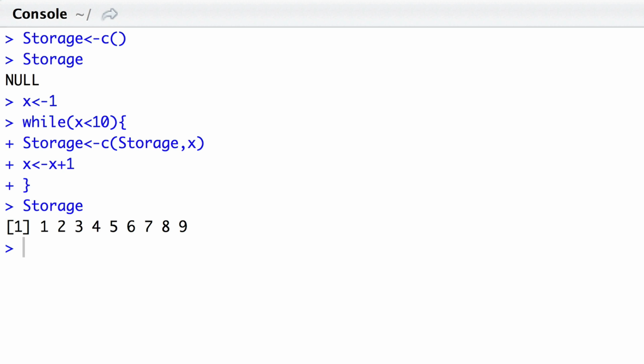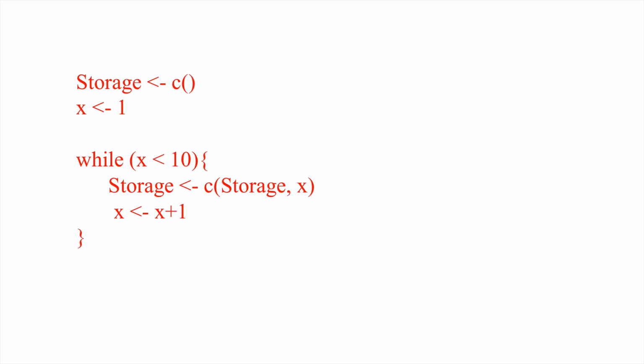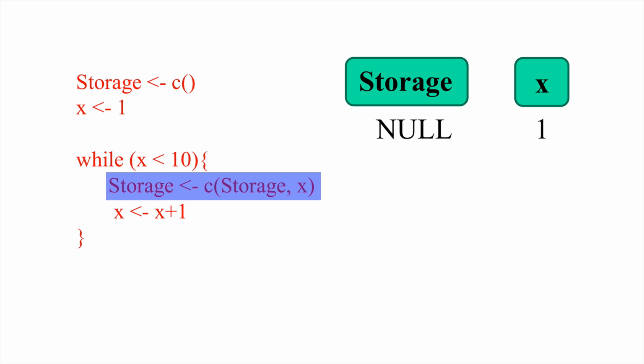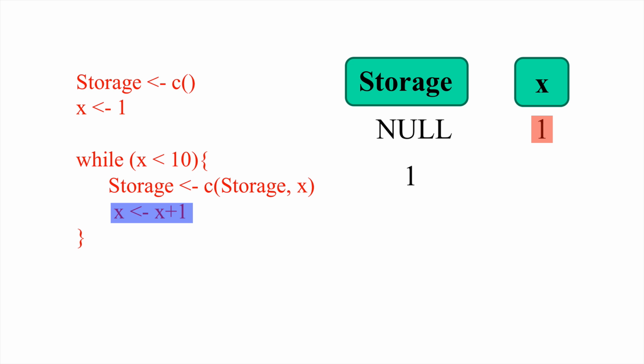So let's just run through this code quickly. So here's our code, and we'll keep track of what is in our storage vector and what the value of x is. Now we already know that the storage vector starts out being empty and that the x value starts out being 1. And since x is less than 10, we can run through this loop. First, our storage vector becomes a combination of the original storage vector and the x value. And since there was nothing in the vector beforehand, combining the storage vector and x yields a vector containing the number 1. And then the next step is to redefine the variable x. The new value of x is the old value, which was 1, plus 1, which is 2. And then we start over again.